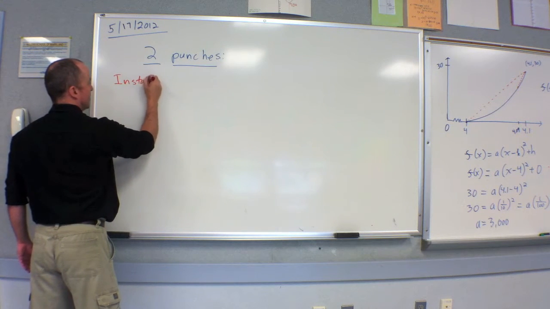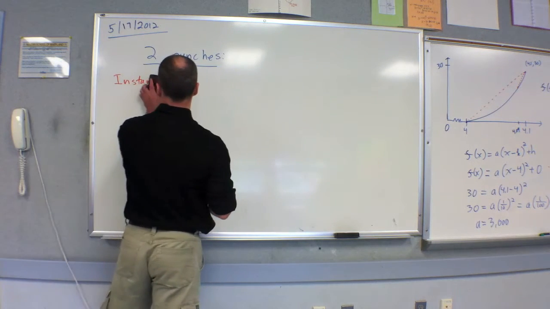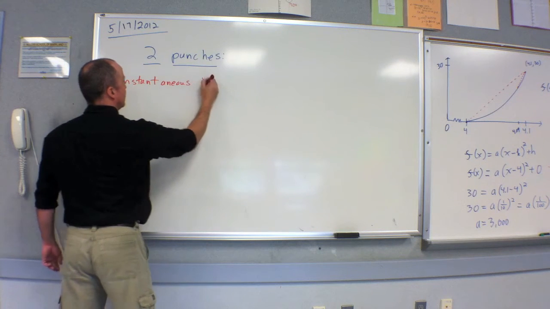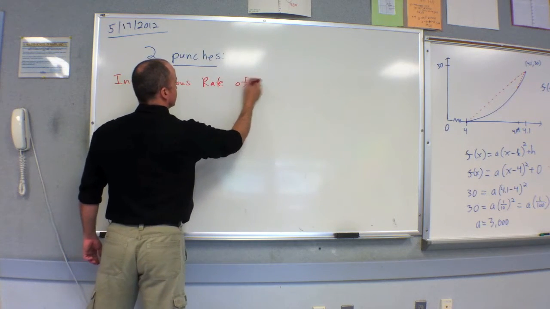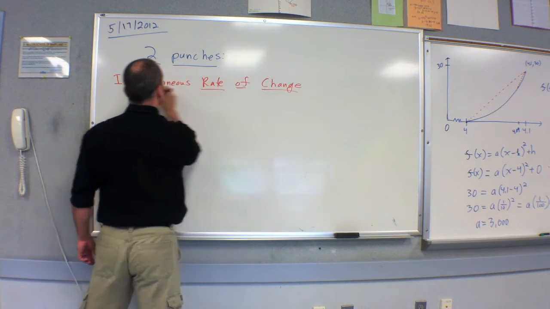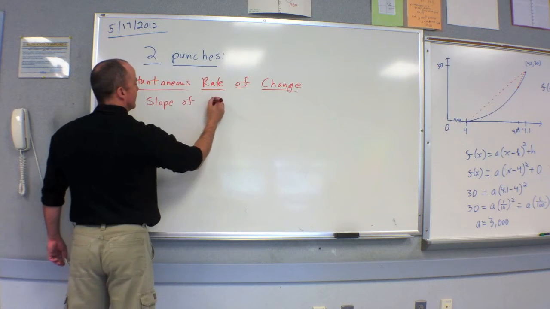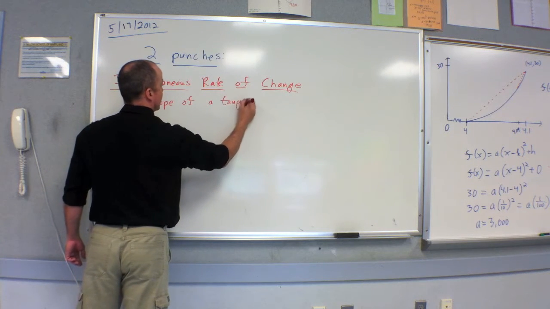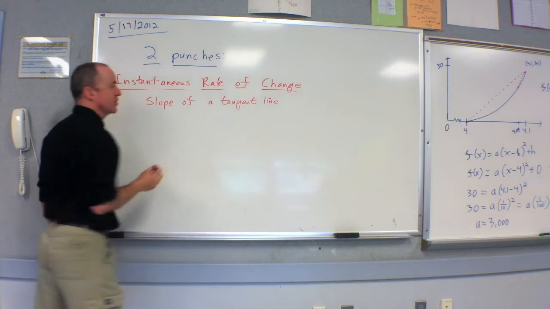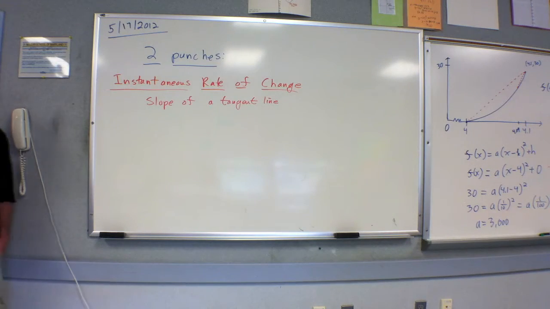Instantaneous rate of change, so I leave out syllables, instantaneous rate of change is the slope of a tangent line. Instantaneous rate of change is the slope of a tangent line. Average rate of change is the slope of a secant line.